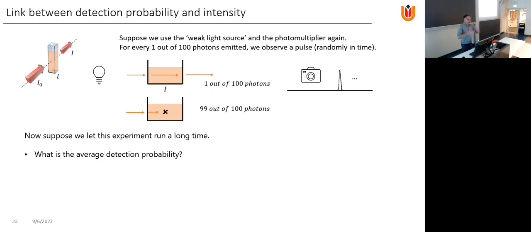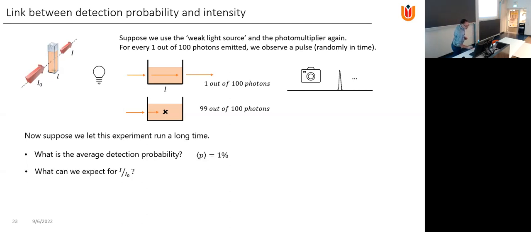Okay, now we let this experiment run for a long time. So what do you think? What is then the average detection probability? 1%. Yeah, 1%. On average, 1 out of 100. So that's what you look at.